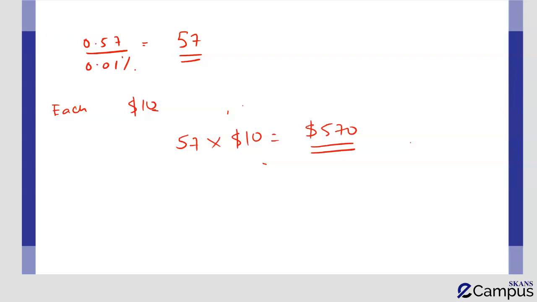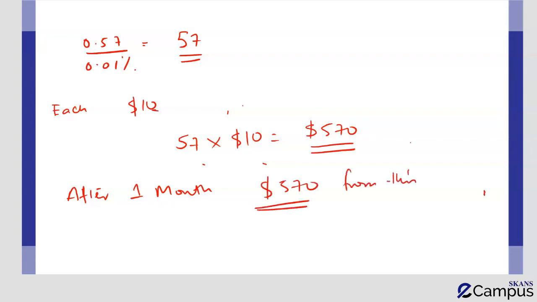Once I've gotten this, I will now calculate. After 1 month, due to closing this contract, I've gotten a gain of $570 from this future. So I will just repeat the steps. Number 1, you first calculate the basis risk. Then you calculate the remaining basis at the time of closing.